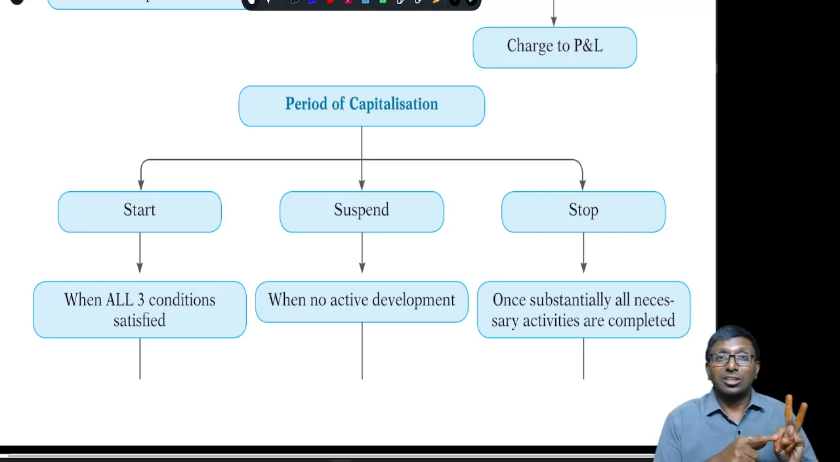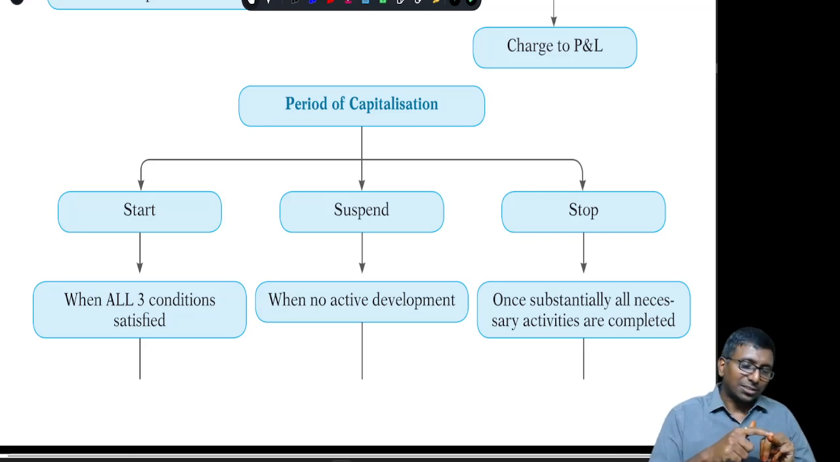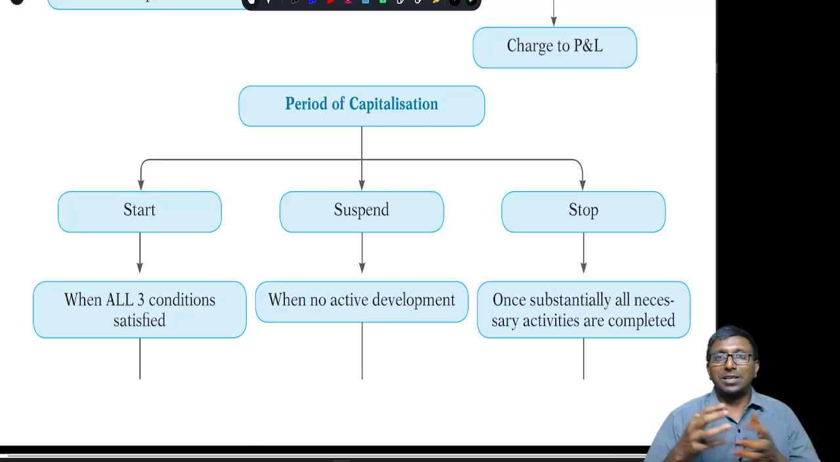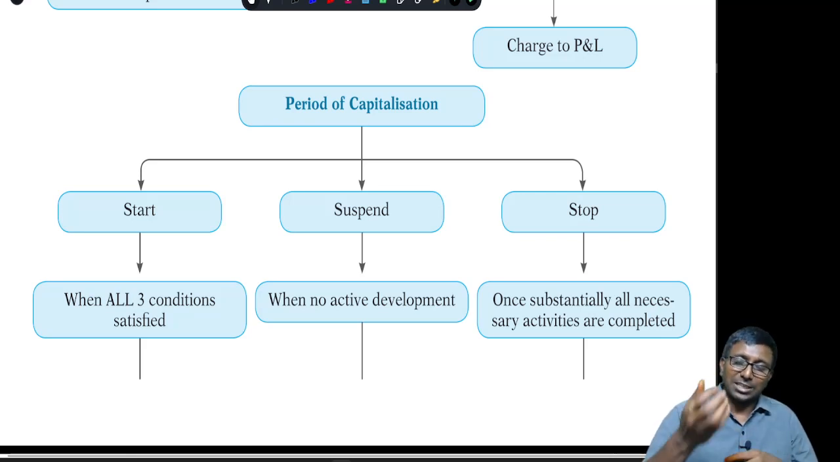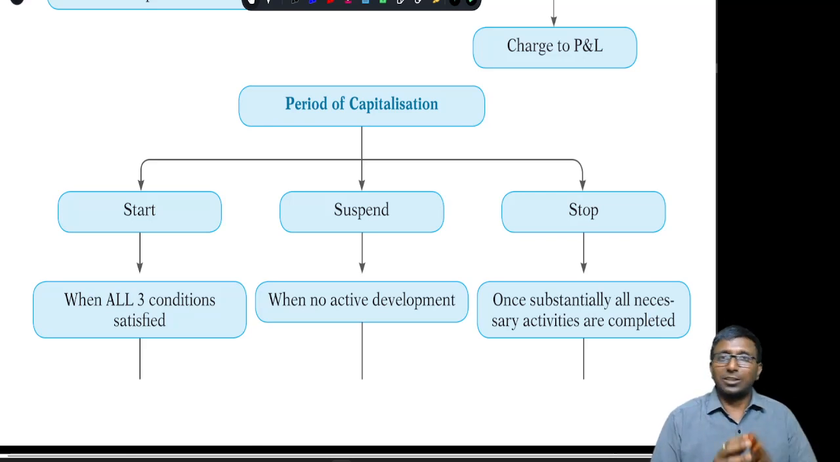One, costs on the qualifying asset are being incurred, borrowing costs are being incurred, and activities are in progress. Those activities may be physical activity, administrative activity or technical activity, but which are very much necessary to make the qualifying asset ready for its intended purpose. When you satisfy all the three conditions, from that day onwards, the borrowing cost will be capitalized. Any borrowing cost incurred till that date will be charged to profit and loss.